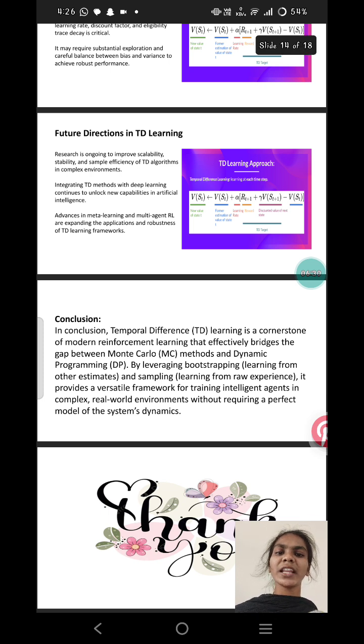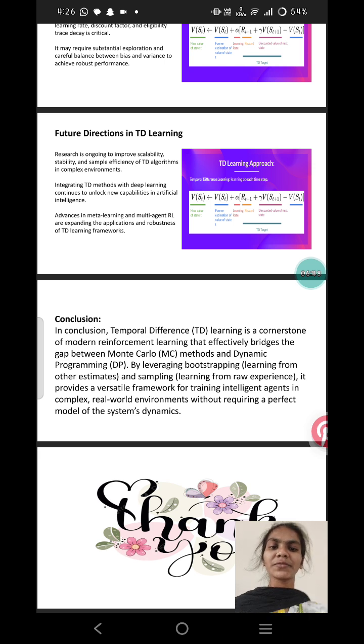Conclusion: TD learning is a cornerstone of modern reinforcement learning that effectively bridges the gap between Monte Carlo methods and dynamic programming (DP) by leveraging bootstrapping and sampling. It provides a versatile framework for training intelligent agents in complex real-world environments without requiring a perfect model of system dynamics.